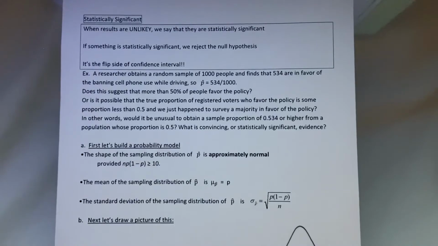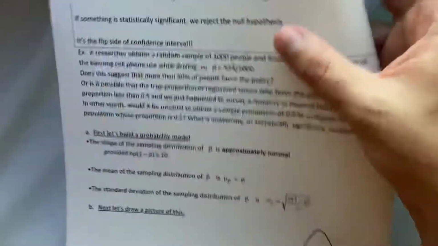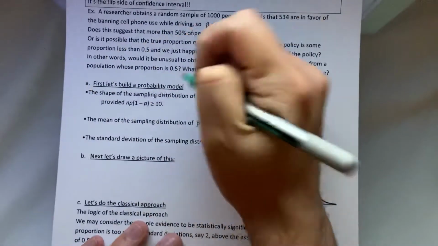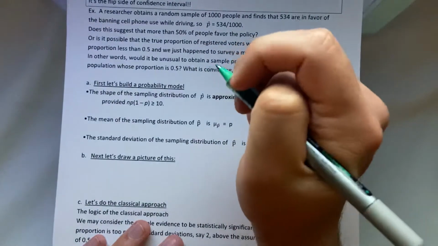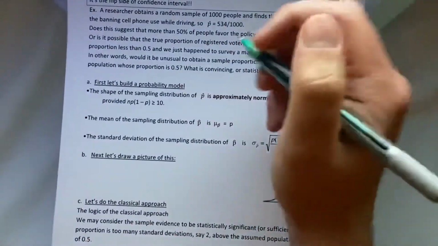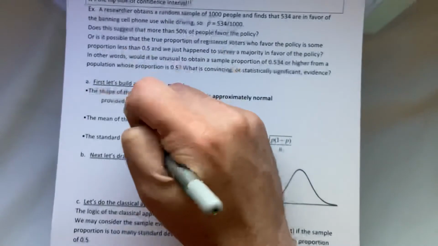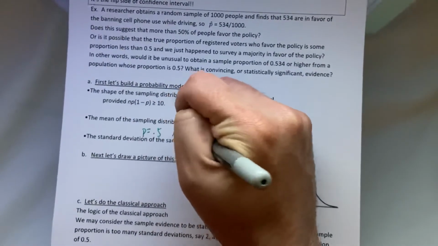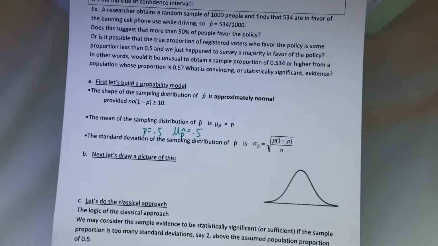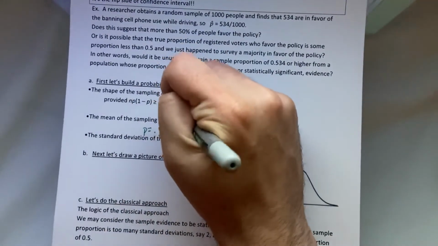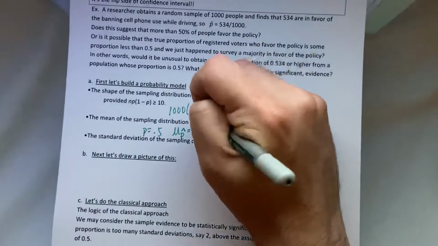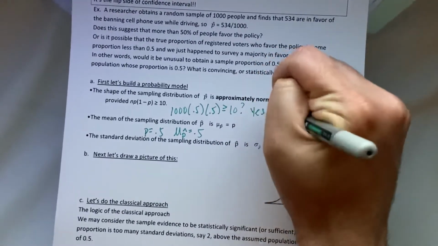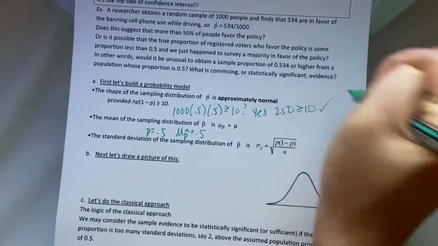What does it look like mathematically? Well, first let's build the probability model. Make sure p hat is normal. So multiply n times p times 1 minus p. In this case, if we assume it's 0.5, that's our null. So our null is p is 0.5, so we're expecting the average from the population should be the same, because that's how that works. So is 1,000 times 0.5, and of course 1 minus 0.5 is the other 0.5, greater than or equal to 10? Yes, because it's 250, and that is definitely greater than or equal to 10.